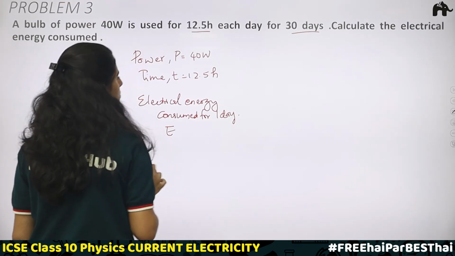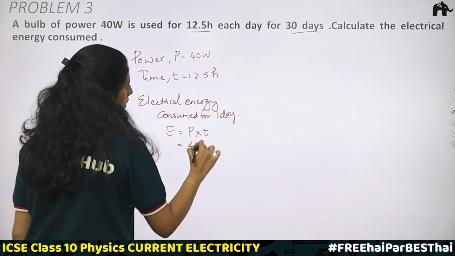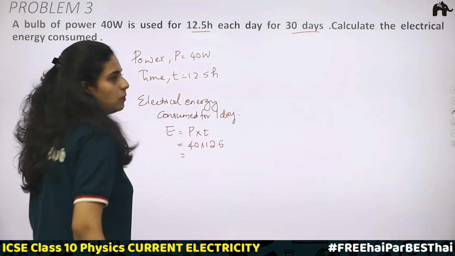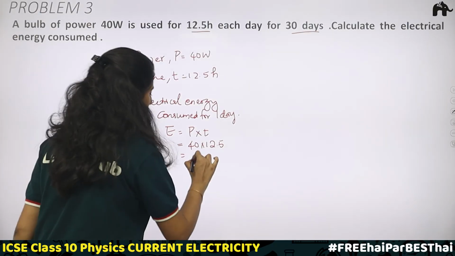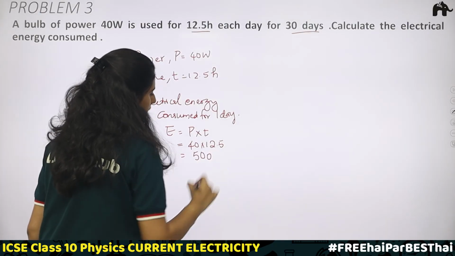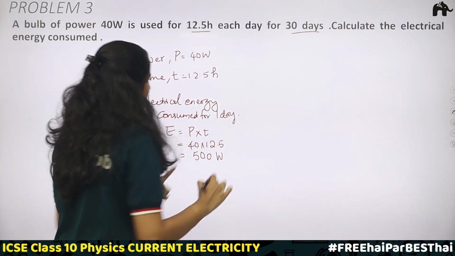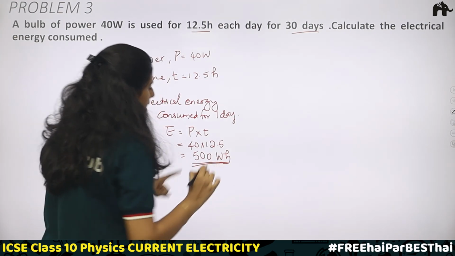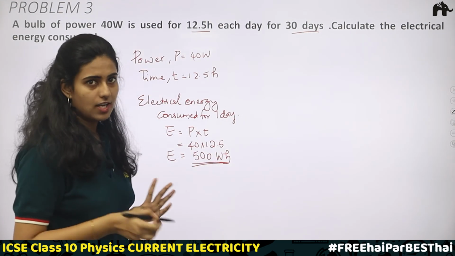Electrical energy consumed for 1 day will be equal to power into time. Here, 40 into 12.5. What do we get? 12.5 into 40. 12.5 into 4 is 50 and a 0, so 500. What is the unit? Power is taken in watts and time in hours. Remember the unit. It is 500 watt hours. Electrical energy is 500 watt hours.